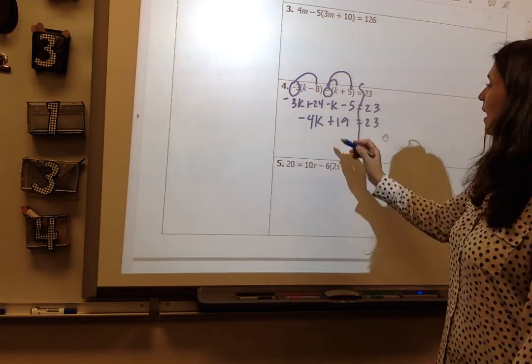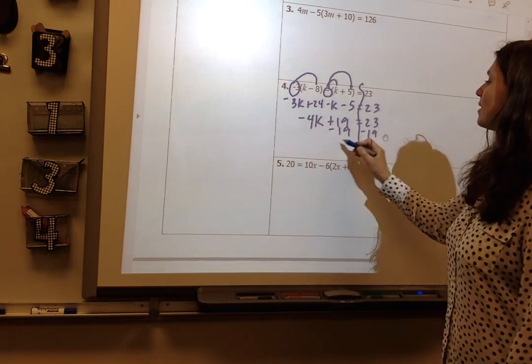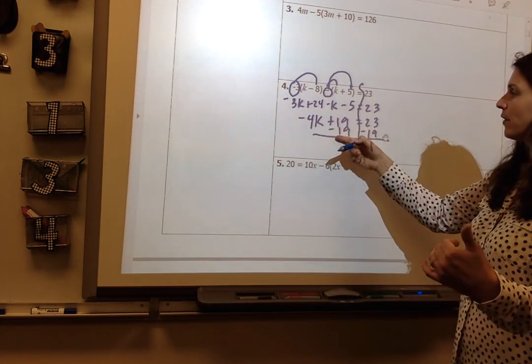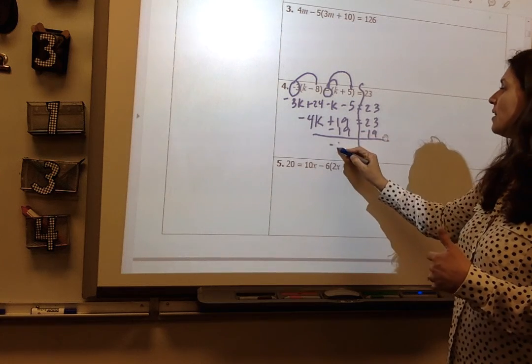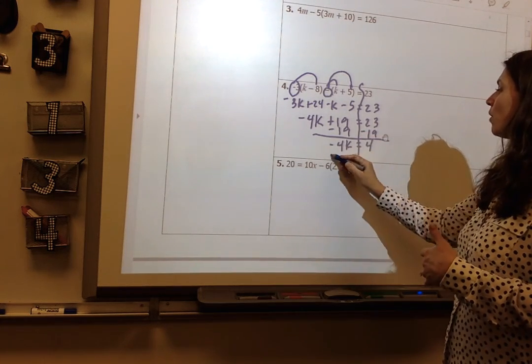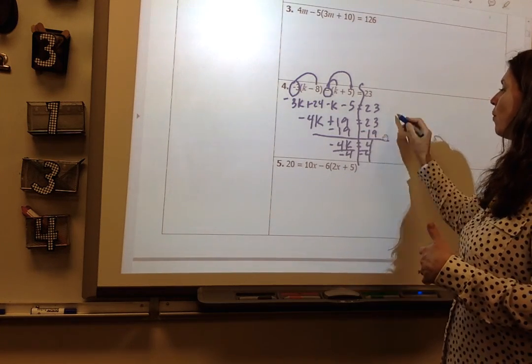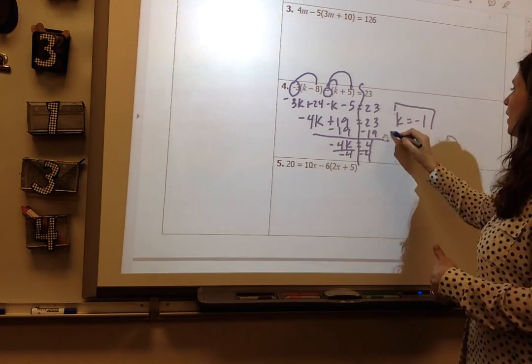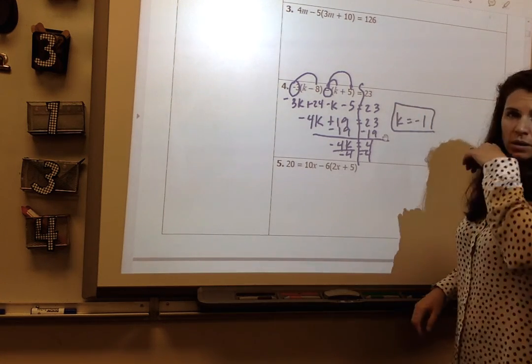That was simplifying. Now I do my 2-step equation. I isolate my variable term, so I additive inverse negative 19 on both sides. I get negative 4k equals 4. Divide both sides by a negative 4, and I get k equals negative 1. And of course I box my answer.